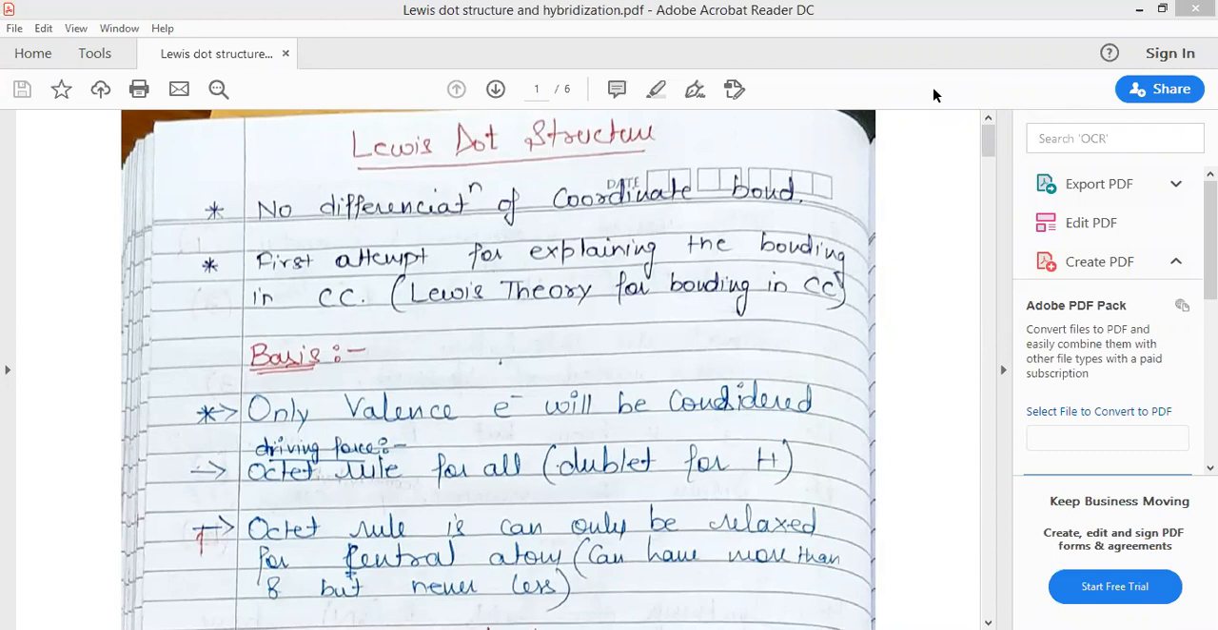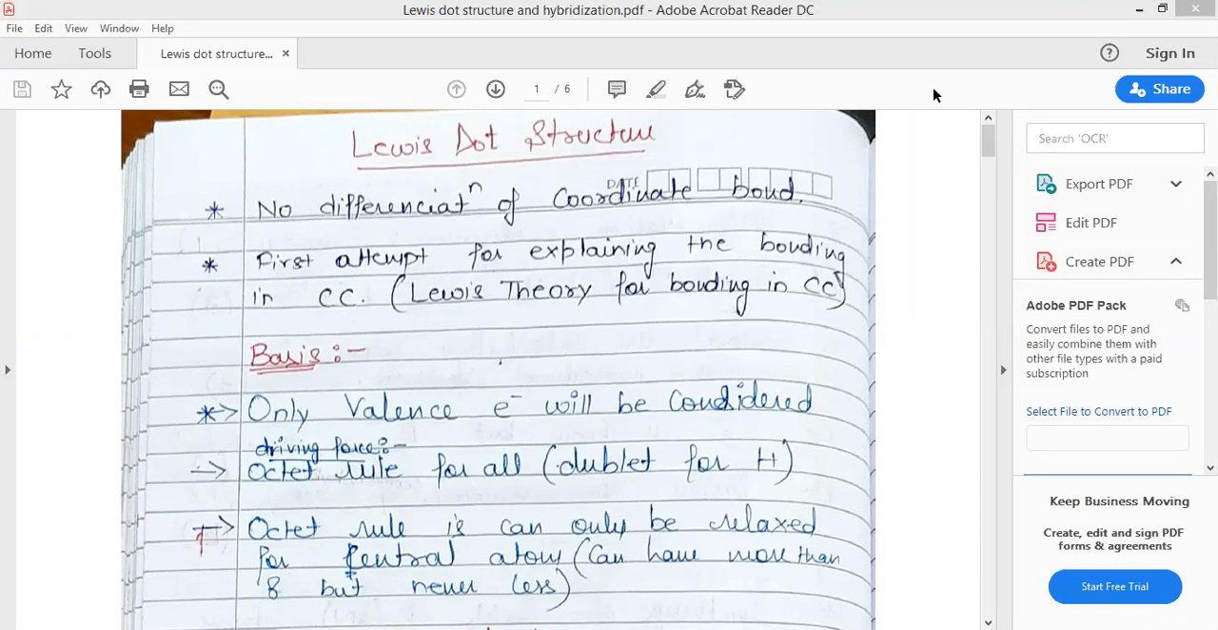So these are some rules. I assure you that after following this method, you will get to know which is the most acceptable Lewis dot structure. This is a very easy method. I have used many tricks in this. So let's get started.